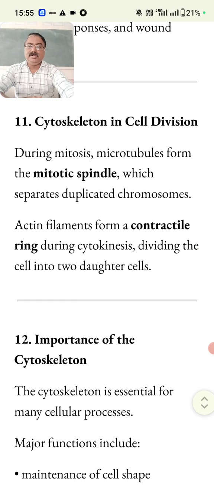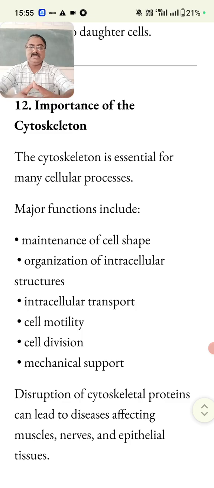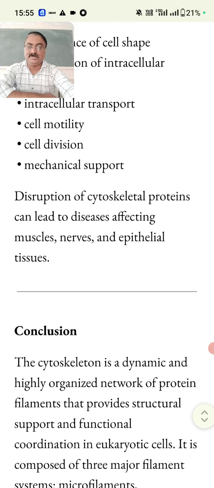Cytoskeleton in cell division. During mitosis, microtubules form mitotic spindles, which separate duplicated chromosomes. Actin filaments form the contractile ring during cytokinesis, dividing the cell into two daughter cells. Importance of cytoskeleton: the cytoskeleton is essential for many cellular processes. Major functions include maintenance of cell shape, organization of intracellular structures, intracellular transport, cell motility, cell division and mechanical support. Disruption in cytoskeletal proteins can lead to disease affecting muscles, nerves and epithelial tissue.